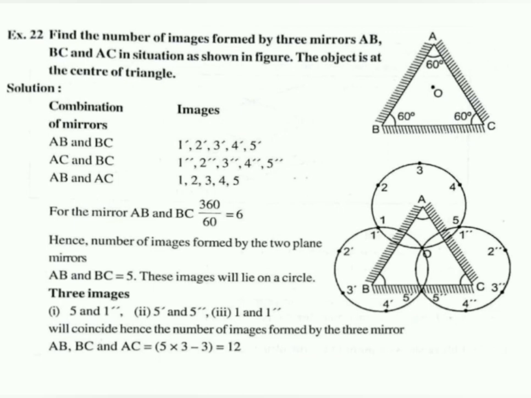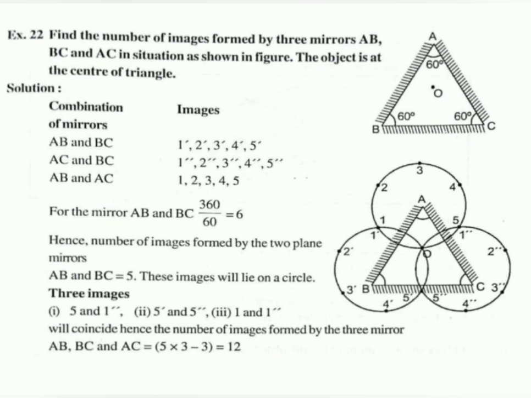Now let us look at one question to find out the number of images. So here we have already studied that when two mirrors are inclined at an angle, the images formed by these two mirrors will be on a circle. Now there are three mirrors given in the question: AB, BC and CA. Angle between any two mirrors is 60 degrees and the object is at the center, that is on the angular bisector. So first let us look into only two mirrors and see how the images are formed.